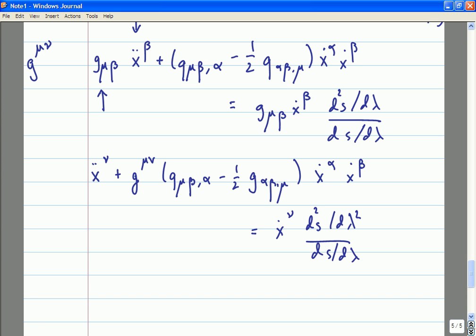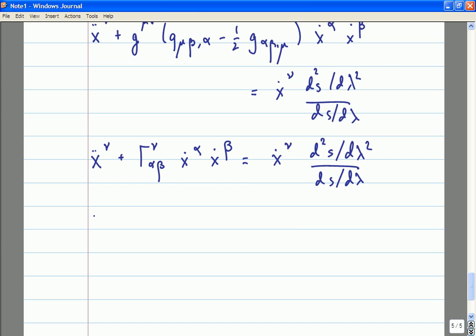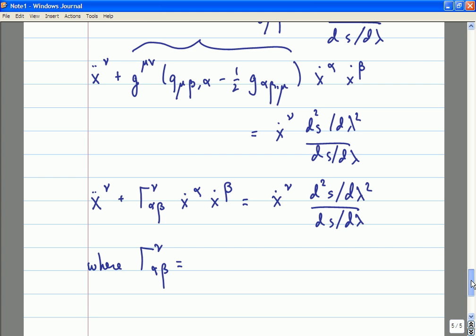Now, there's one more piece of notation that I would like to introduce. I have this complicated combination of the metric and its derivatives appearing here. I will just give a name to that. I'll call it the Christoffel symbol, gamma nu alpha beta. So I'll write this as x double dot nu plus gamma nu alpha beta x dot alpha x dot beta is equal to x dot nu d squared s by d lambda squared over ds by d lambda, where I have defined what is known as the Christoffel symbol, which is equal to a combination of the metric and its first derivatives.